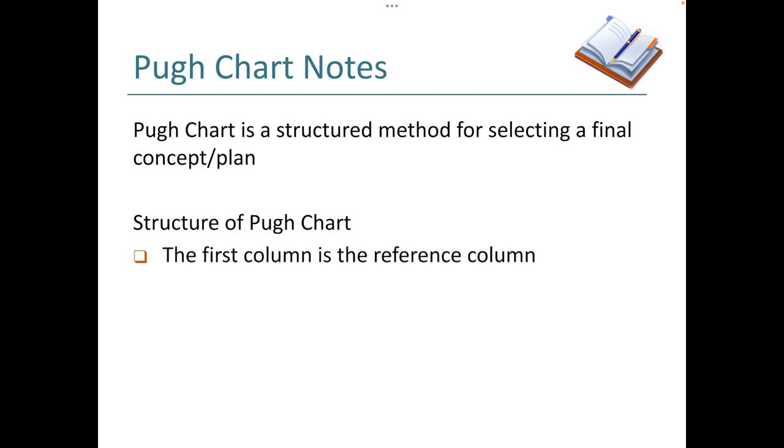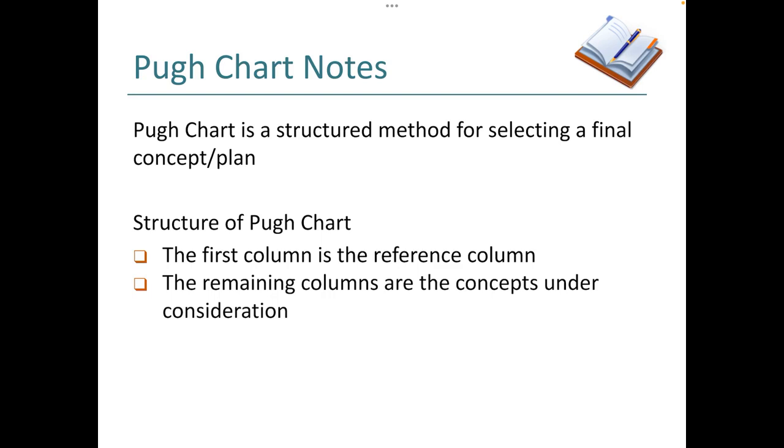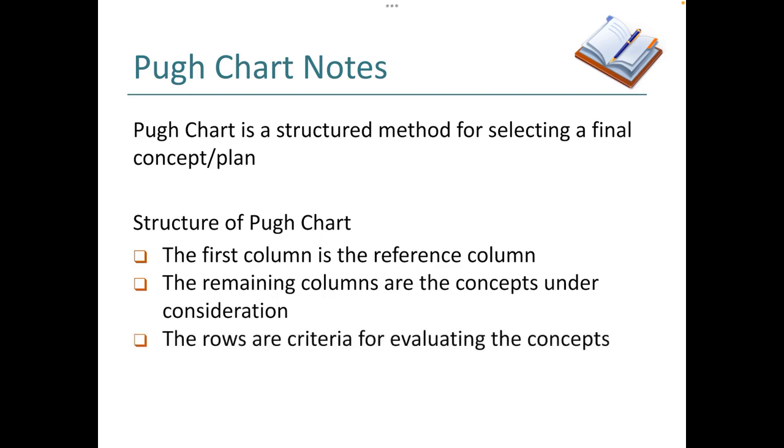The first column is the reference column. And right now this is going to be abstract. I'm going to walk you through one in a moment. But the first column is the reference column. The remaining columns are the concepts that are under consideration. And the rows are going to be criteria for evaluating the concepts.